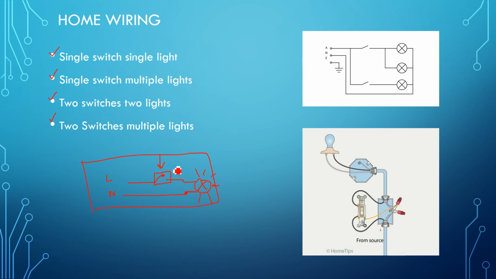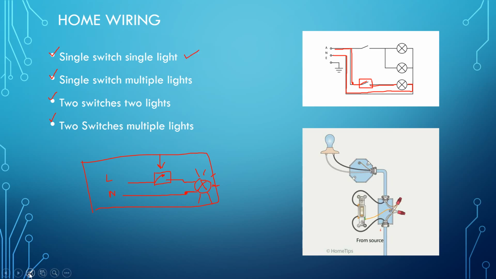All right, as you can see here, we have this phase wire. This is a neutral wire and it's connecting with the light. Here we have a switch in this one, and this is our light. So when we turn on the switch, the light will turn on. When we turn off the switch, the light will turn off. So this was about single switch and single light.